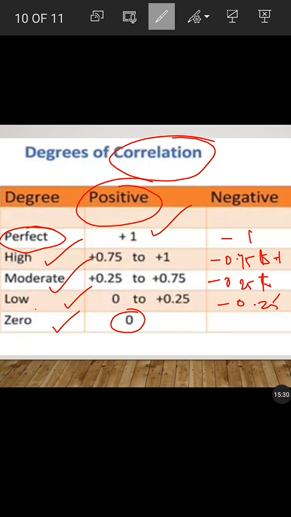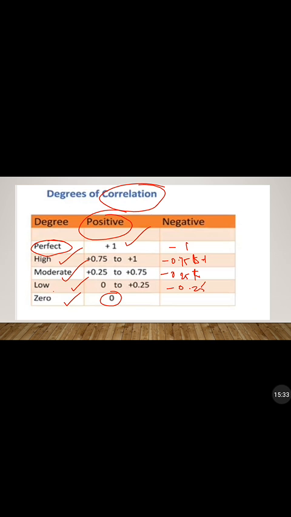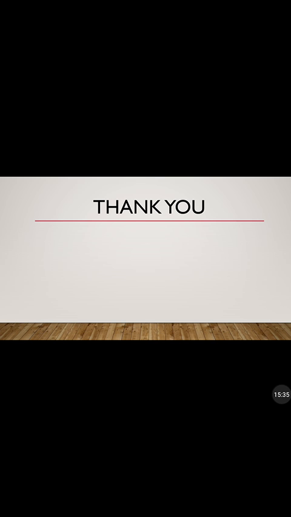So this is what we are going to deal with. The next chapter, we will be seeing some problems. I hope you all understood the meaning, the types and the methods of calculating correlation.